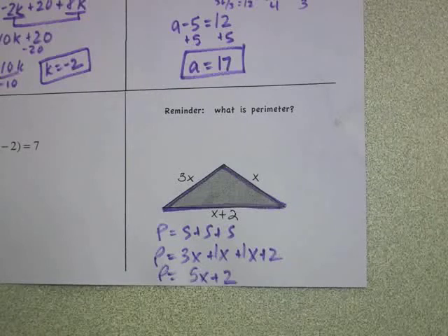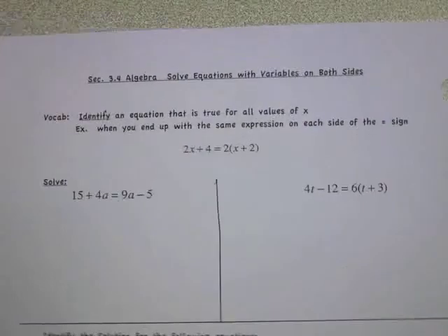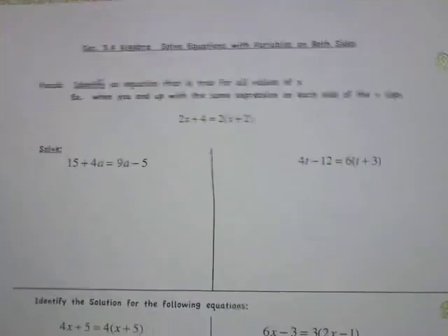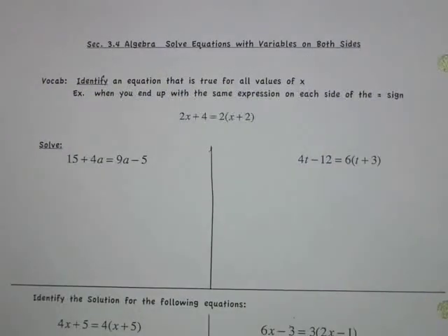Okay, so let's look at the back of your paper. The back is 3, 4, and we're going to be solving when there are variables on both sides of the equation. The vocab here is you're going to identify an equation that is true for all values of x. So maybe 1, maybe more than 1, maybe none. So when you end up with the same expression on each side of the equal sign, that's kind of what we're looking for when it would be like a perfect match, and we're going to see that right now.